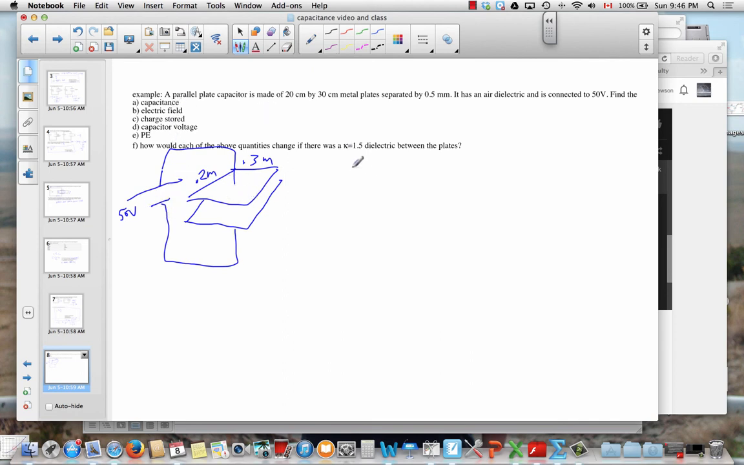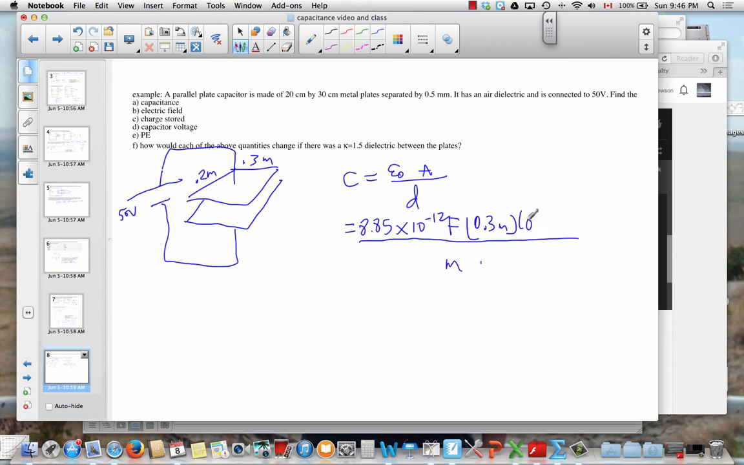What is the capacitance? Well, we just said it depends on the area of the plates directly and the plate separation inversely. So we put in our 8.85 times 10 to the negative 12. And what are the units of epsilon naught again? Farads per meter. Our area is 0.3 meters by 0.2 meters. And then our plate separation, 0.5 millimeters. That's 0.5 times 10 to the power negative 3 meters.